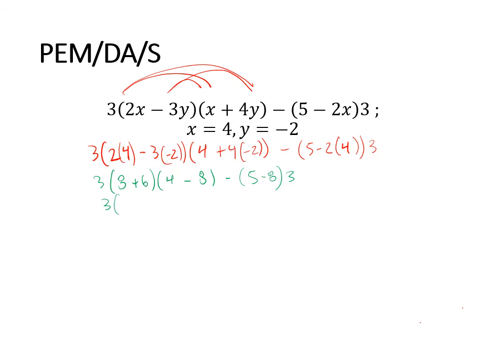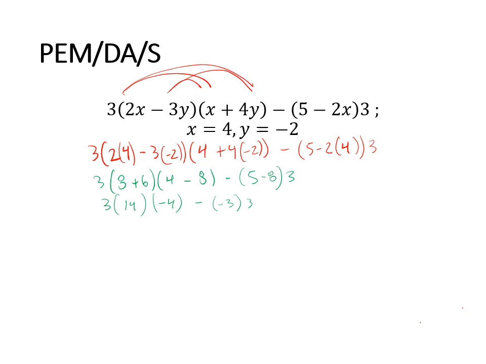We say 8 plus 6, right? This is still parentheses in the order of operations. So 8 plus 6 is 14. 4 minus 8 is negative 4. And then 5 minus 8 is negative 3. We still have that 3 out there. Now we can multiply. So 3 times 14 is 42.